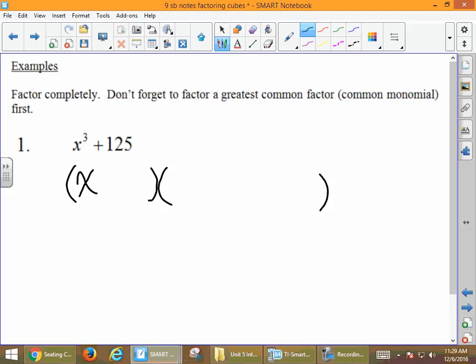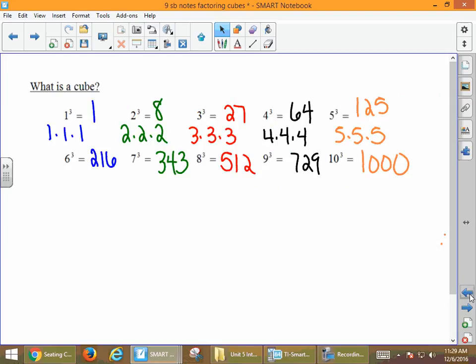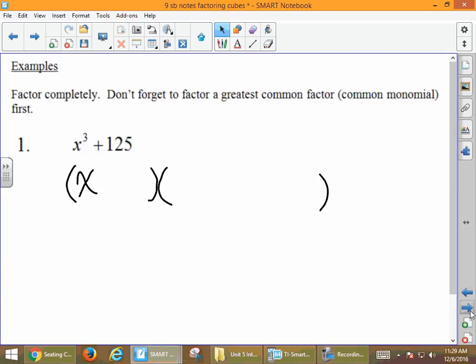Cube root of 125. You can look back at your chart up here on your paper. 125 is 5 times 5 times 5. So the cube root of 125 is 5. Same sign. But let me show you how to do the cube root on your calculator as well, if you don't know.